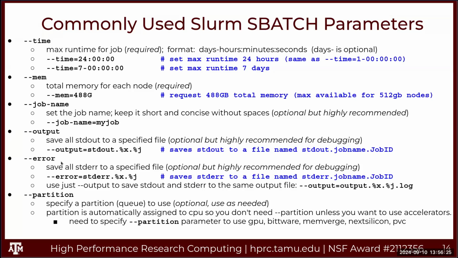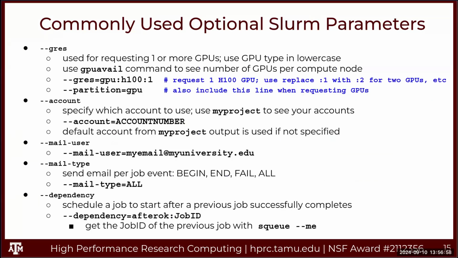Job name, we went over that. Output and error, we went over that. Partition, for certain compute nodes, you will have to specify the partition. We'll show you that in a little bit. But this would include the GPU partition, the PVC partitions. Otherwise, if you're not going to use any accelerators, you don't have to include the partition parameters. It will automatically be set.